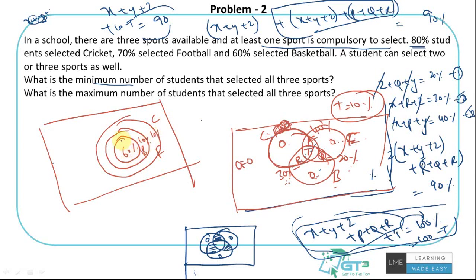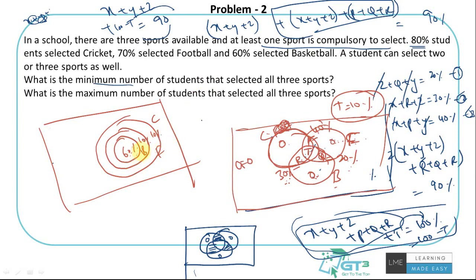Understand, 60% playing all three games, then 10% are playing football and cricket but not basketball. So basically 60 plus 10, 70% playing football. And then there are 10% of students who are playing only cricket. So that is 60 plus 10 plus 10, that is 80% of them are playing cricket.